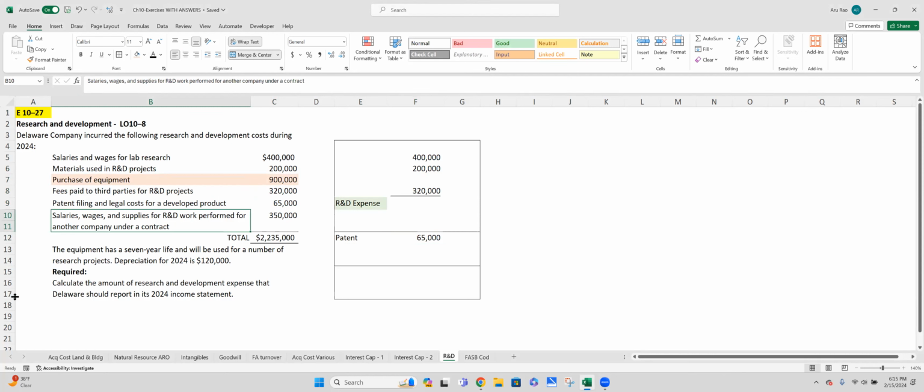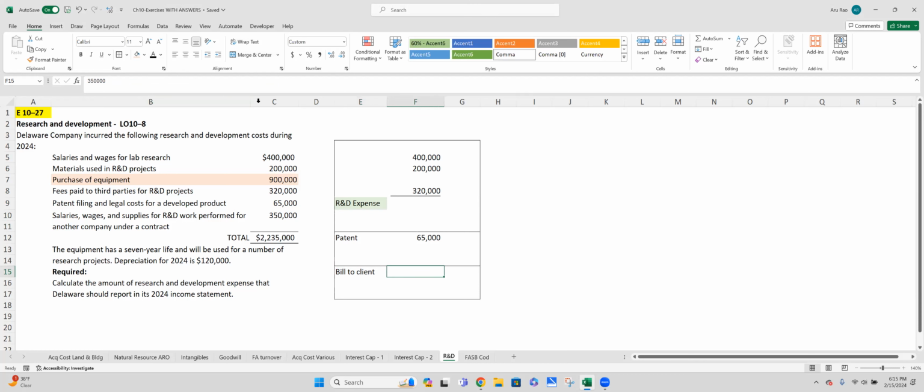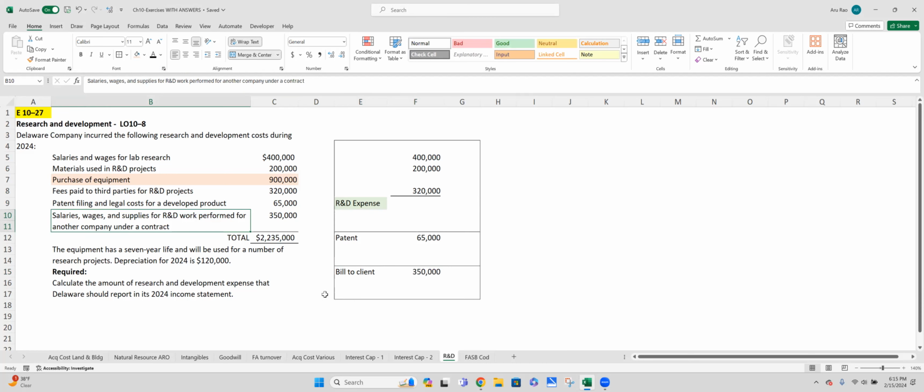Salaries, wages, and supplies for R&D work performed for another company under a contract. So this one, depending on how I do the cost accounting, it's going to get billed to the client. So this number again is not R&D because I'm doing work for someone else. This is going to actually get added to inventory and then it gets billed to client. Okay, so once again, it's not R&D. So that one is not to be included.